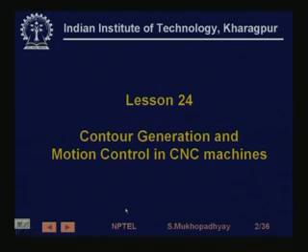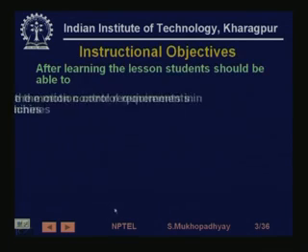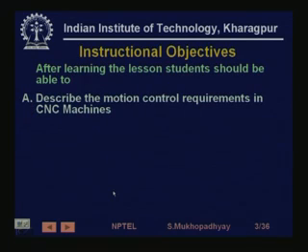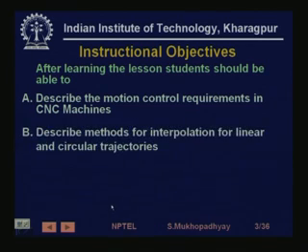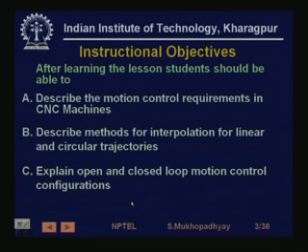This lesson is on contour generation and motion control in CNC machines. Coming to the instructional objectives, we will see the motion control requirements and the methods of interpolation for linear and circular trajectories. Sometimes there are parabolic trajectories also, we will not see that, and explain the open and closed loop motion control configurations which are used in CNC machines.